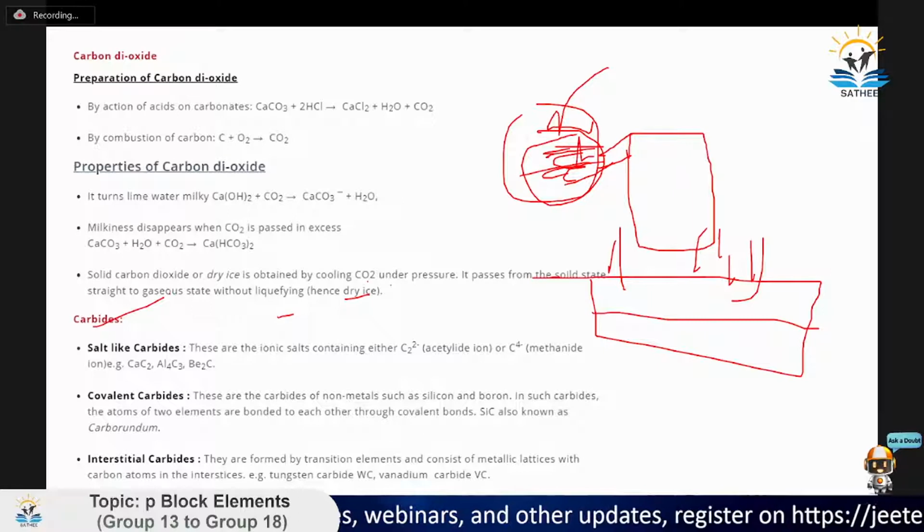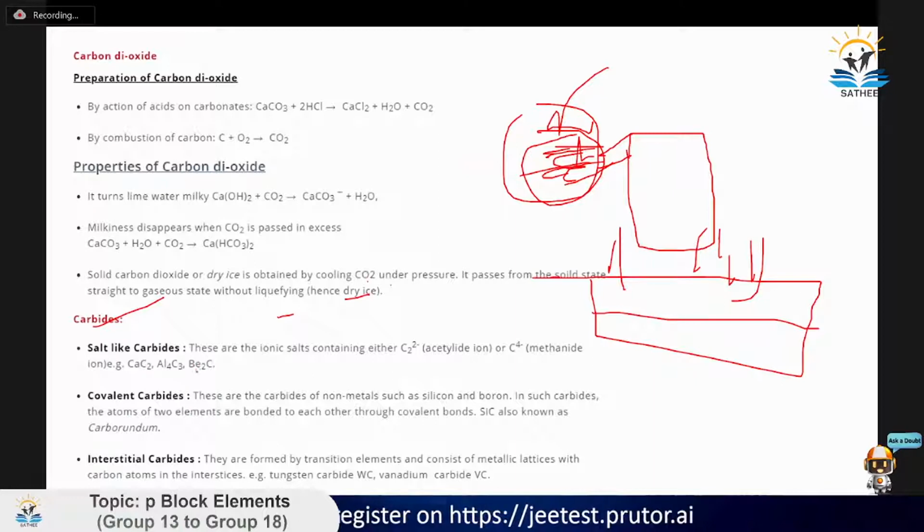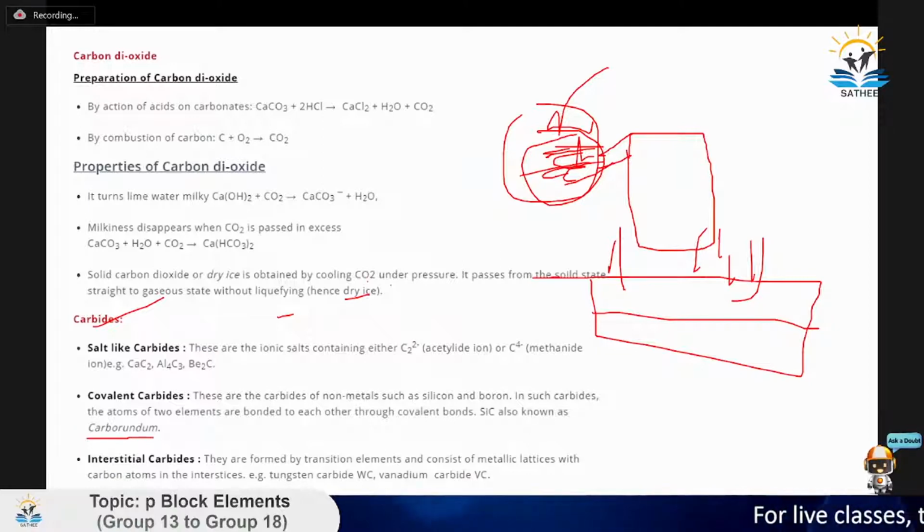Okay, carbides are also a pretty important structure when it comes to talking about the compounds of carbon, primarily because of CaC2, Al4C3, and Be2C. These are carbide salts. Sometimes you have covalent carbides also, like SiC. That is basically called carborundum.